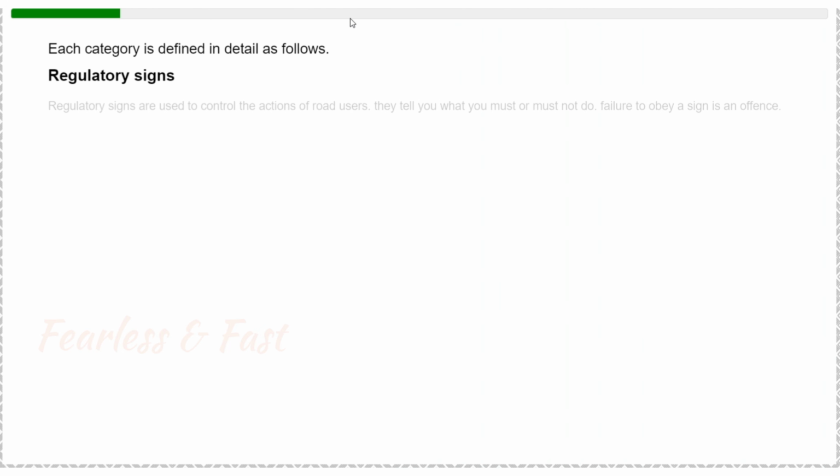Regulatory signs. Regulatory signs are used to control the actions of road users. They tell you what you must or must not do. Failure to obey a sign is an offense.